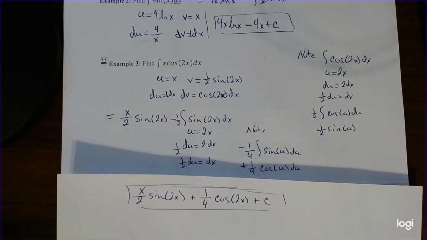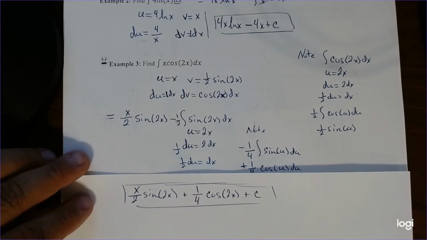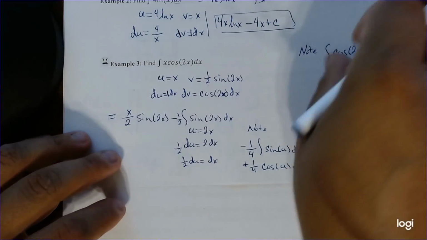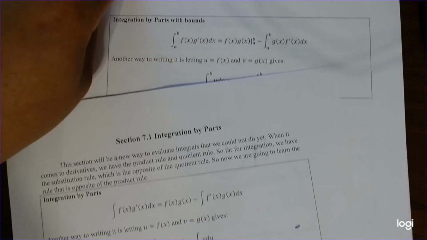So this also applies when it comes to the bounds, right? Whatever we could do for just regular integration, we could do with bounds themselves. So the rule for bounded integration by parts is the same process.